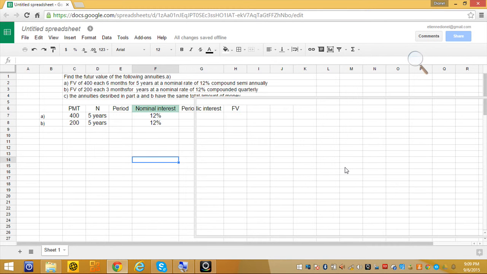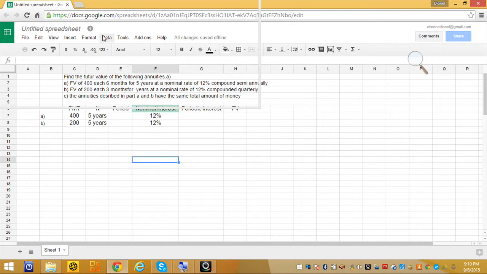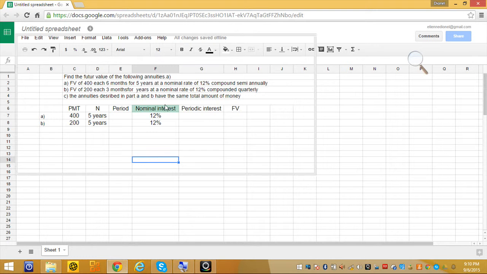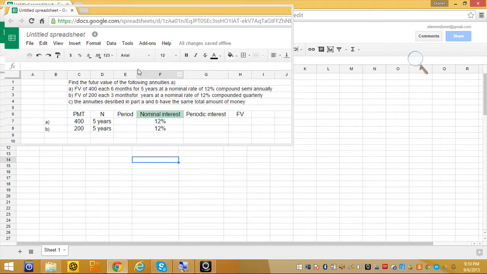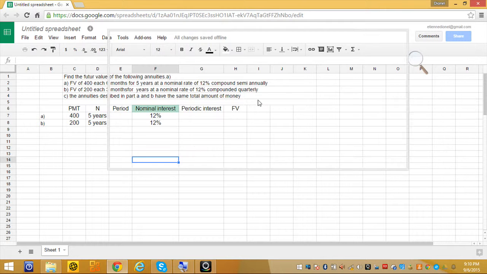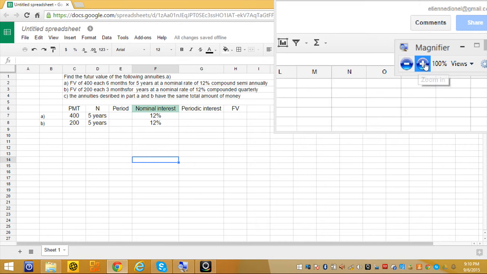Hello guys, today I'm going to show you how to solve a financial problem regarding the future value of an annuity, and we're going to use Google Sheet. So remember, Google Sheet is free, you don't have to buy it, you don't need any scientific calculator, it's really helpful, and you can use Google Sheet offline once you got it on your computer. So let me zoom so you can read the problem with me.